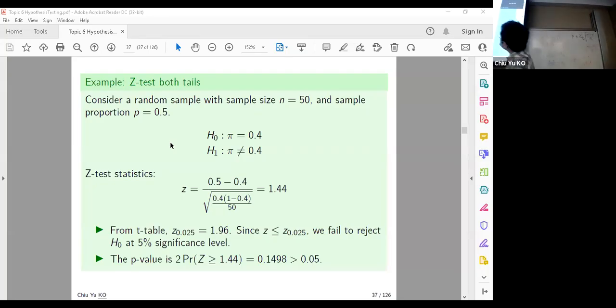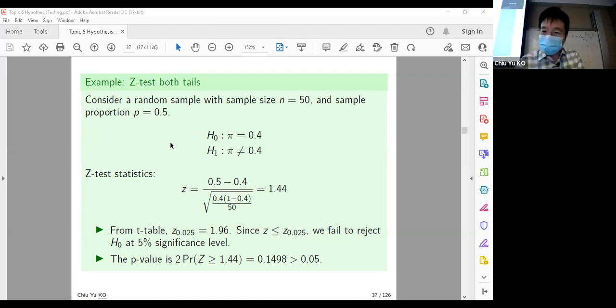Here we have n is 50, sample proportion is 0.5, and pi is 0.4. So here we claim the population fraction is 40%. You can measure maybe 40% of people like Mura, and you figure out that exactly half of people like Mura. You know what Mura is? Okay, good. And that is the idea.